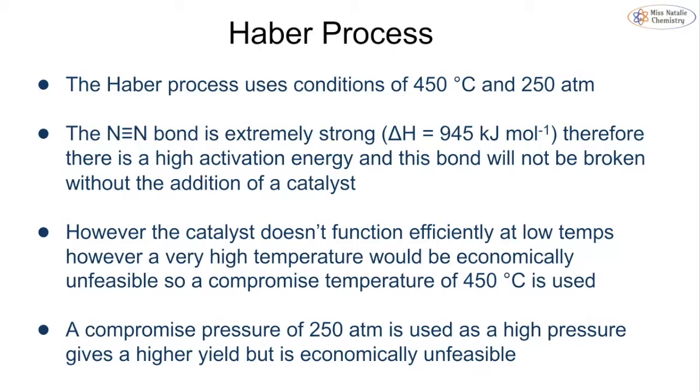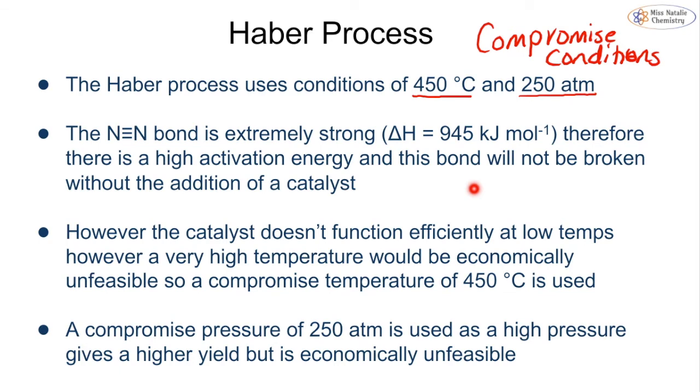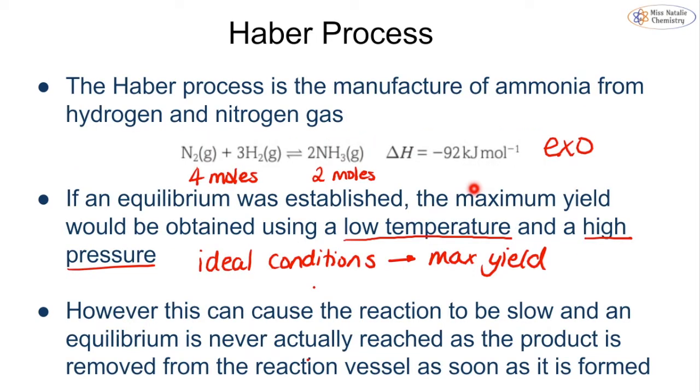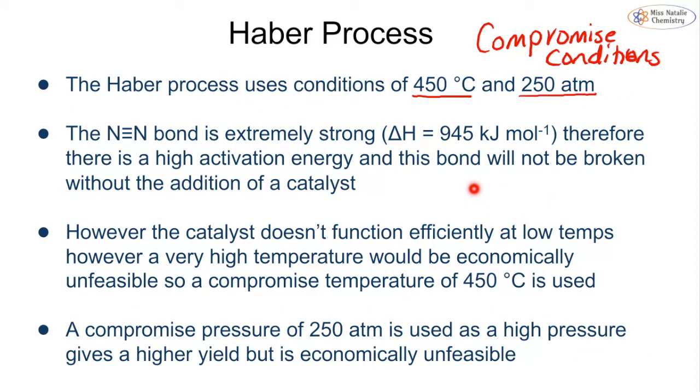Now, for the Haber process, scientists have determined that they use a temperature of 450 degrees Celsius and 250 atmospheres of pressure. Now, this is what we call compromise conditions. Because we've just said that we want a low temperature and a high pressure, and 450 degrees isn't actually a particularly low temperature.